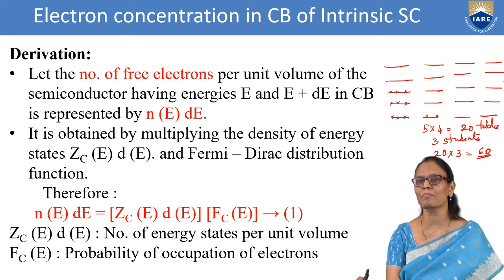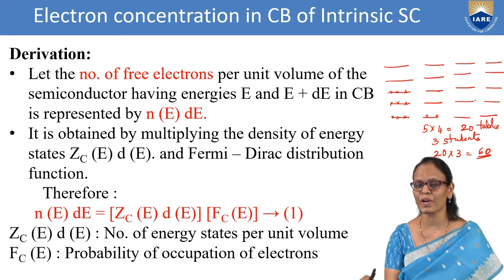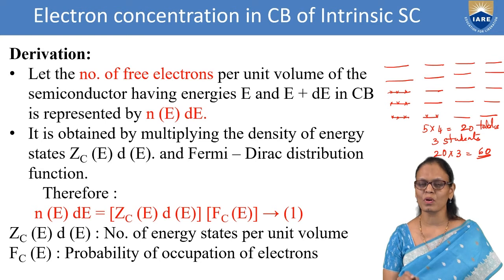Of course, if the number of students sitting is different, then we will use that. But here we are considering the same probability for electrons. So I hope this concept is clear for you, and then understanding this derivation becomes very easy.